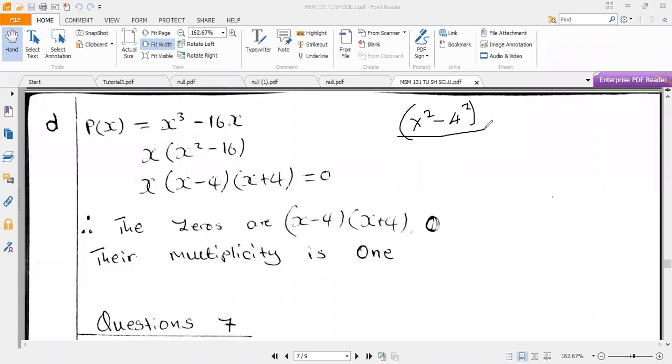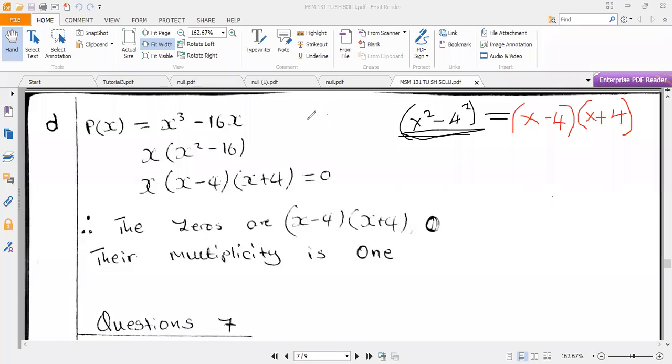On this question, if you have something like this, then you can do difference of two squares, where this is now equal to x minus 4, brackets, x plus 4, like that. Are we able to see that?